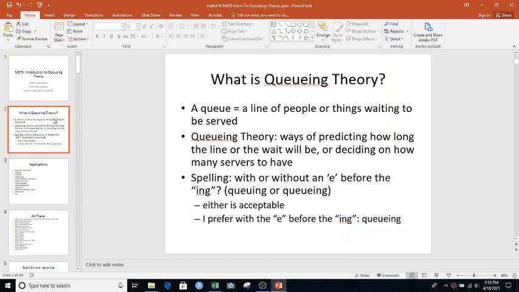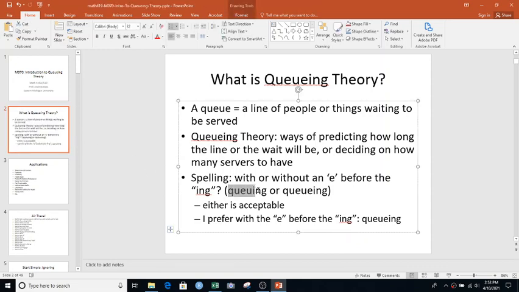How do you spell queuing? Queuing could have an E before the ing or not. Microsoft prefers it as Q-U-E-U-I-N-G in their spell checker. I prefer Q-U-E-U-E-I-N-G because then it's the only English word that I know with five vowels in a row, and you just don't want to give up something cool like that, right?